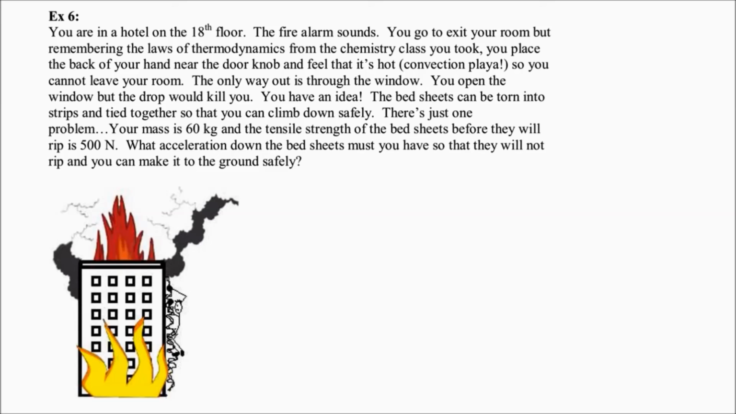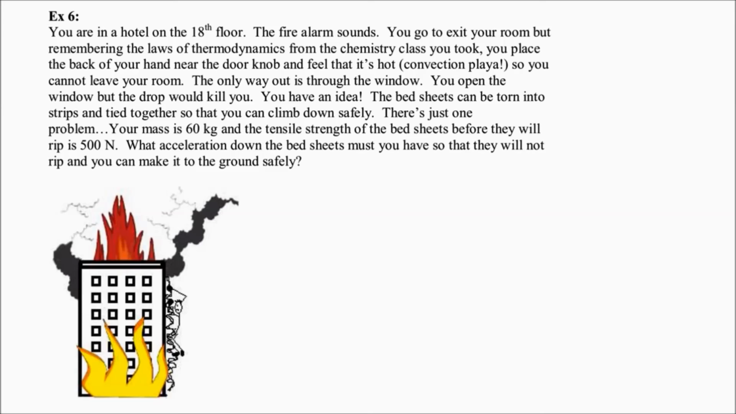Your mass is 60 kilograms, and the tensile strength of the bed sheets before they will rip is 500 newtons. What acceleration down the bed sheets must you have so that they will not rip and you can make it to the ground safely? Alright, so in this problem, we see that there's a multi-step process happening. These bed sheets are going to rip if you allow them to have your full weight on them. So you are going to have to let the bed sheets slide through your fingers as you make your way down to the ground safely. So we need to identify what the free body diagram is.